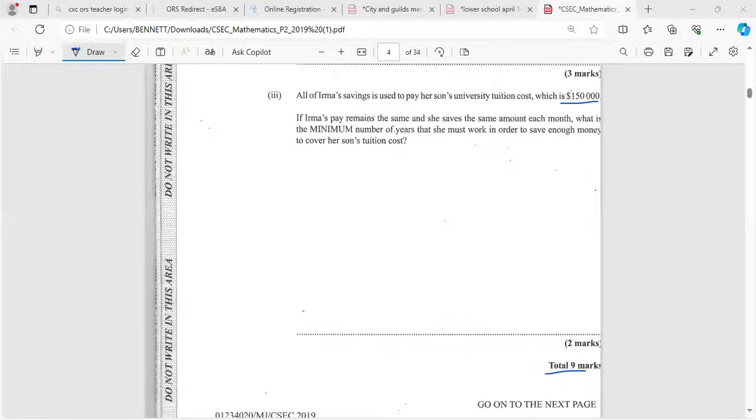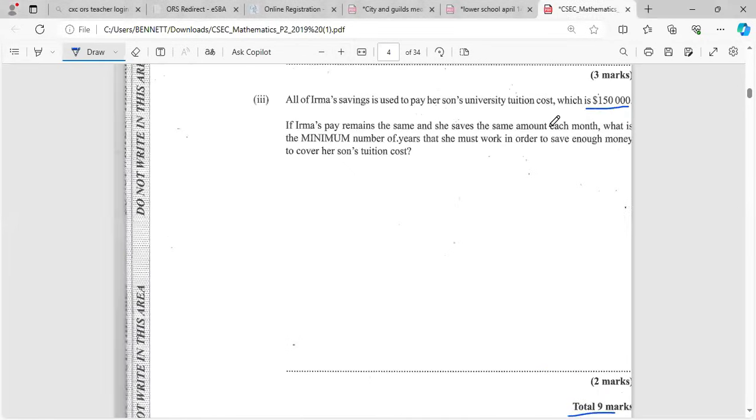Pause the video. Alright. I don't know why this is jumbled up over here. So what he said: all of Irma's savings is used to pay her son's university tuition, which is 150,000. If Irma's pay remains the same and she saves the same amount each month, what is the minimum number of years she must work in order to save the money? So basically, guys, we could just put things in perspective. This is a grand total where she is trying to reach 150,000.